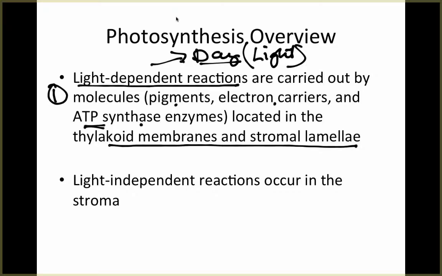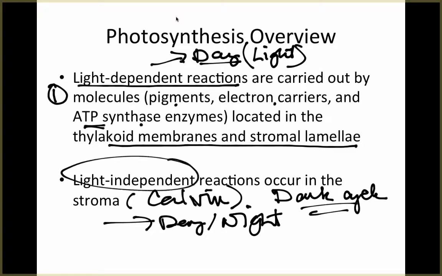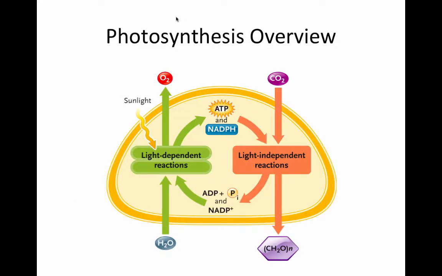Now, the light-independent reaction, which is also known as the Calvin cycle, can happen during the day or night. It used to also be called the dark cycle. I like light-independent because with dark cycle, you might think that it just happens at night, but it doesn't. Light-independent means it doesn't need the light to happen, but it can happen at any time. So these are the two reactions that we're going to focus on today.